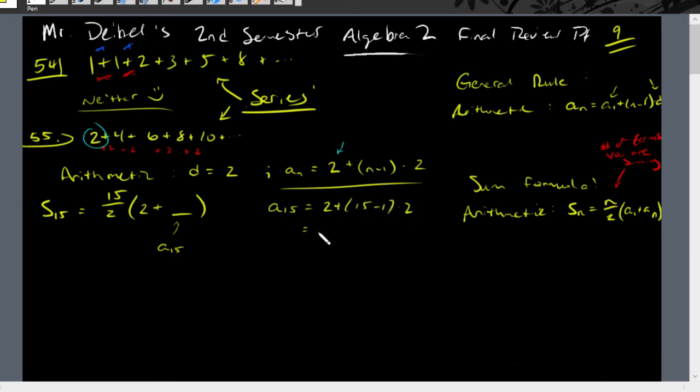So you're going to get 2 plus 14 times 2, which is 2 plus 28, which is 30.